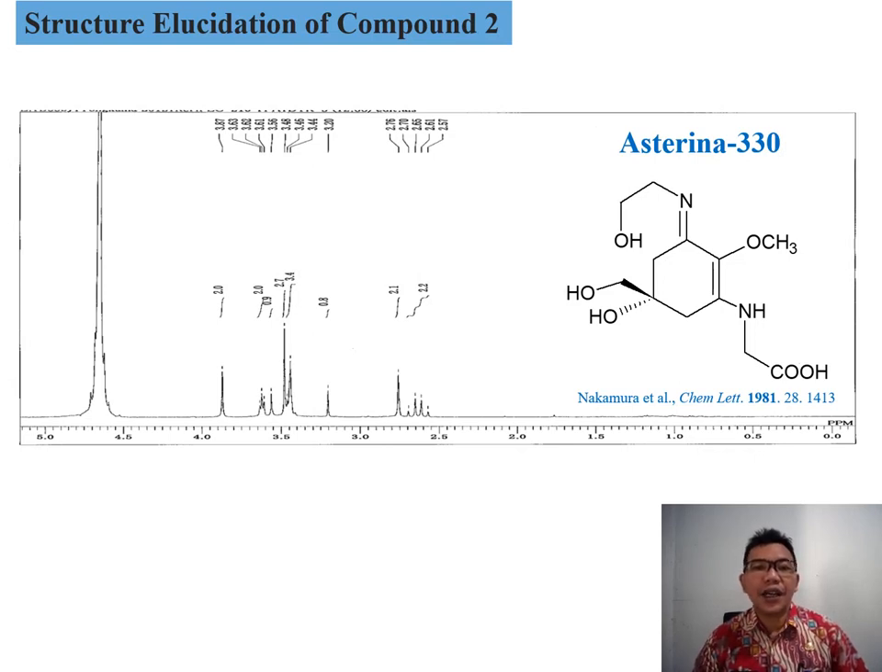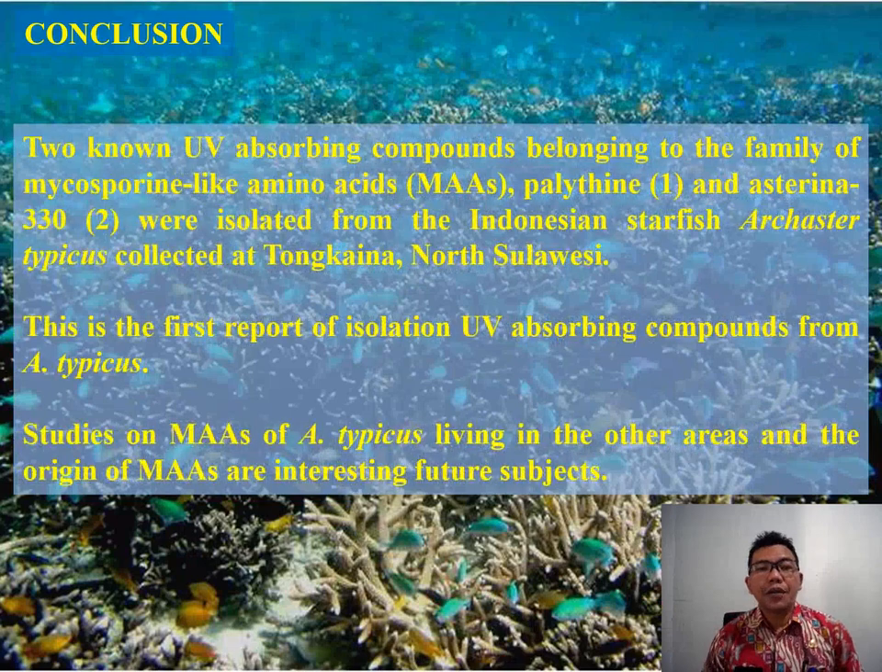The spectroscopic data for compound 2 were consistent with the reported values for asterina-330, which was first isolated from the starfish Asterina pectinifera. In conclusion of this presentation, two UV-absorbing compounds belonging to the family of mycosporine-like amino acids, palythine and asterina-330, were isolated from the Indonesian starfish Archaster typicus collected at Tongkaina, North Sulawesi. This is the first report of isolation of UV-absorbing compounds from Archaster typicus. Studies on mycosporine-like amino acids of Archaster typicus living in other areas and the origin of mycosporine-like amino acids are interesting subjects for the future.